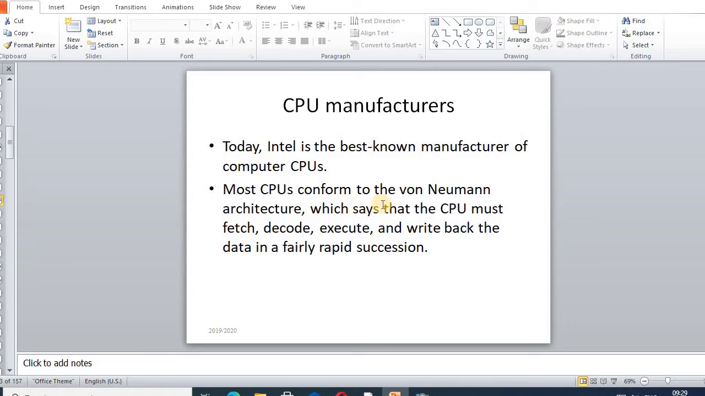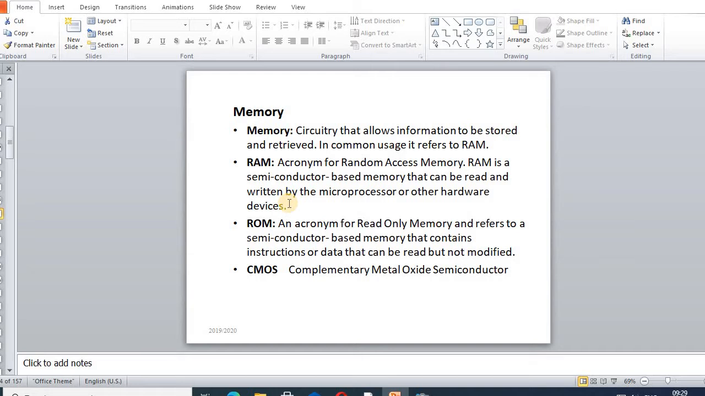Most CPUs conform to the Von Neumann architecture, which says that the CPU must fetch, decode, execute, and write back the data in fairly rapid succession. Memory. A memory is a circuitry that allows information to be stored and retrieved. So any memory must store data, and when data is required, it must be retrieved.